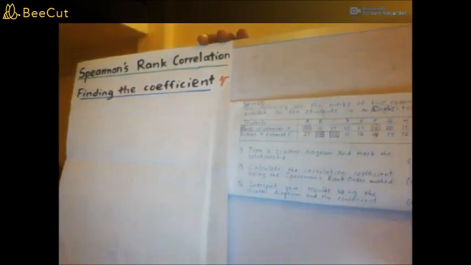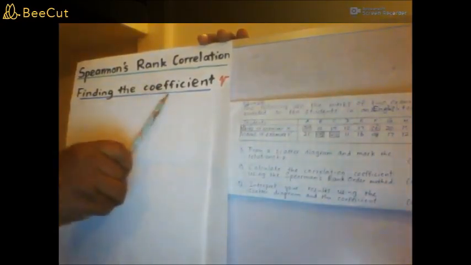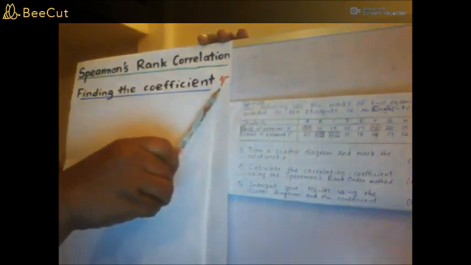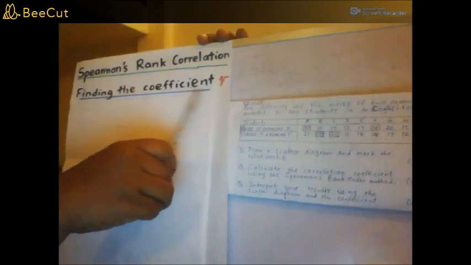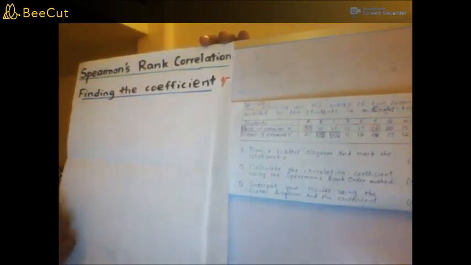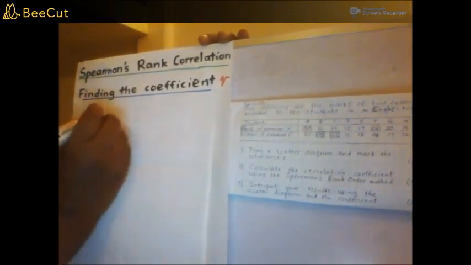To calculate the coefficient, coefficient means it's a value, rho, right? Rho means coefficient here. Spearman's rho, coefficient. For this we use a formula. It's like this.